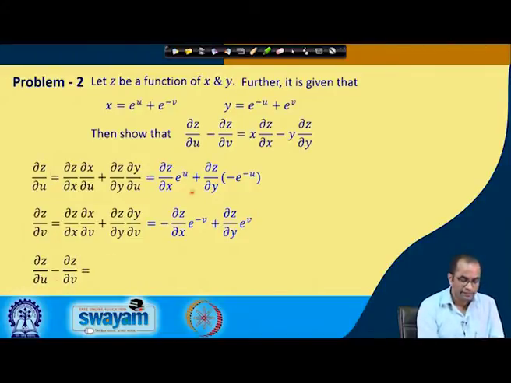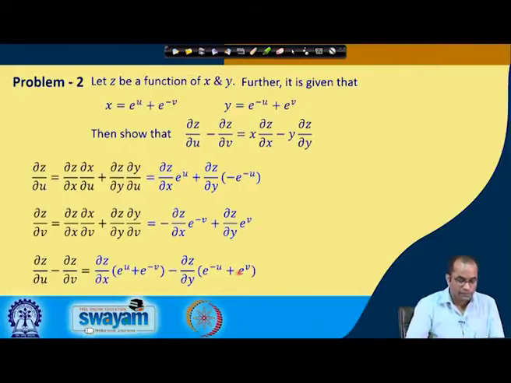and then del z over del x, here this will become plus. So, del z over del x, when we take common, it will be e power u plus e power minus v. Similarly, here when we take these two terms common with minus sign, again e power minus u plus e power v will come, as written here. And then this e power u plus e power minus v is x, and here e power minus u plus e power v is y.